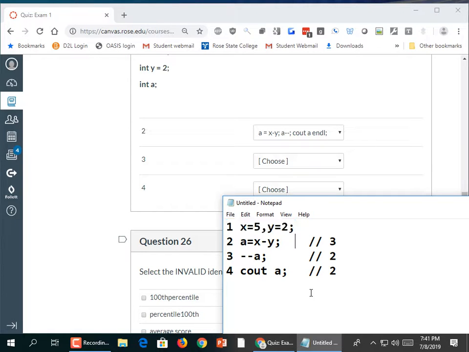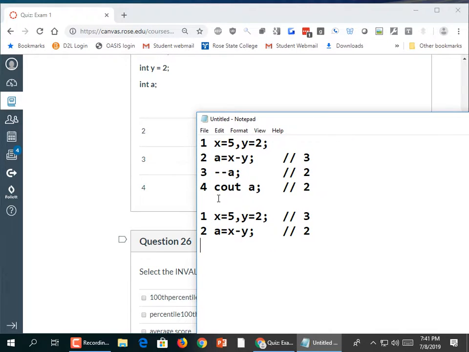Same first line, and then the same next line, a equals x minus y. So that's still a 3, that's still a 2. And then the next line, we didn't do it in 2 steps. We didn't do that and then do that. Instead, we did it in 1 line. So cout, minus minus, or was it plus plus a? Yeah, plus plus a.